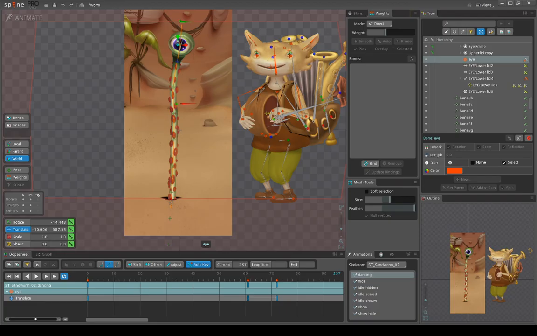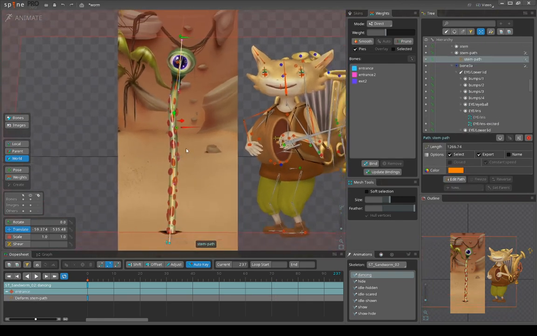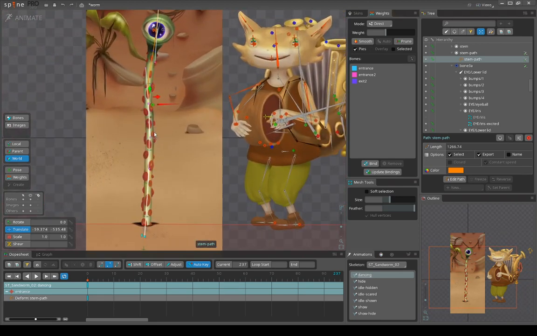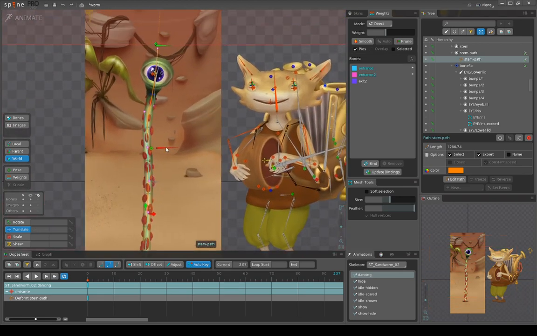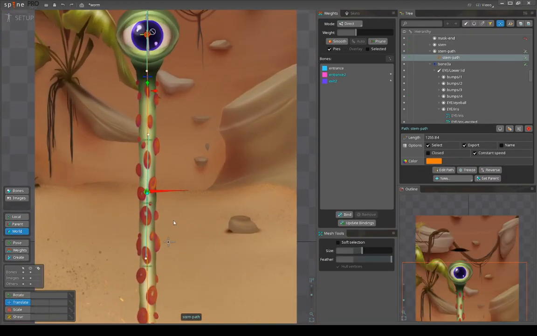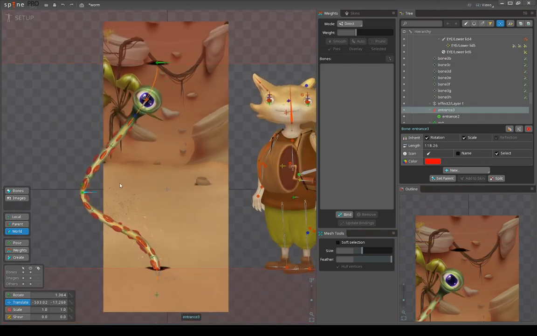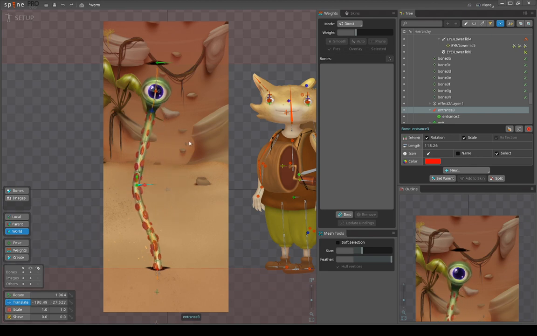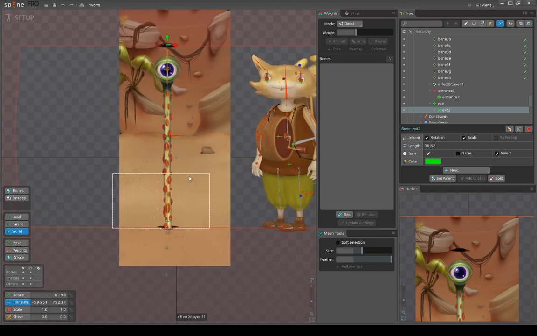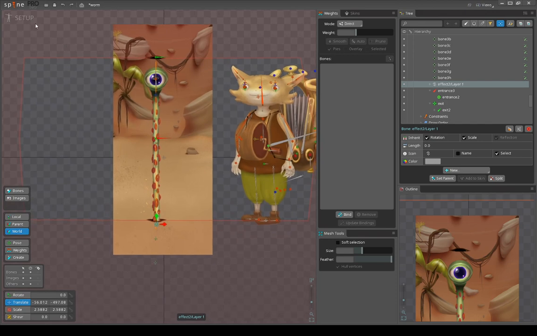Okay, it's a worm, which has basically a lot of bones over its body, and they are constrained to the path, which is being controlled with these bones. This allows me to make it dance, and to even flow in one direction, whatever I want. This is it for the worm.